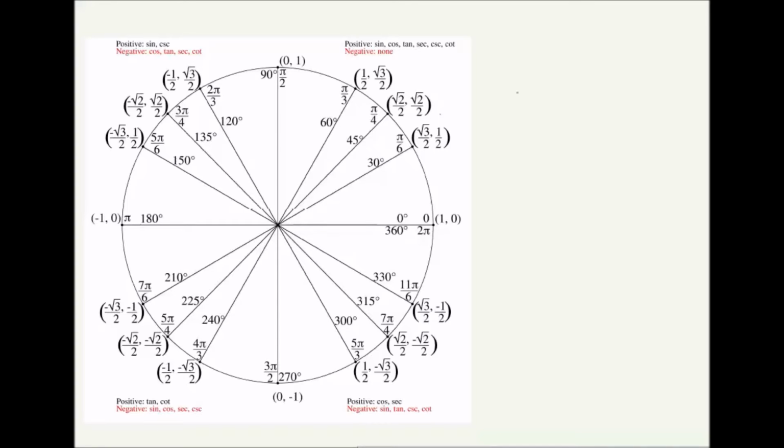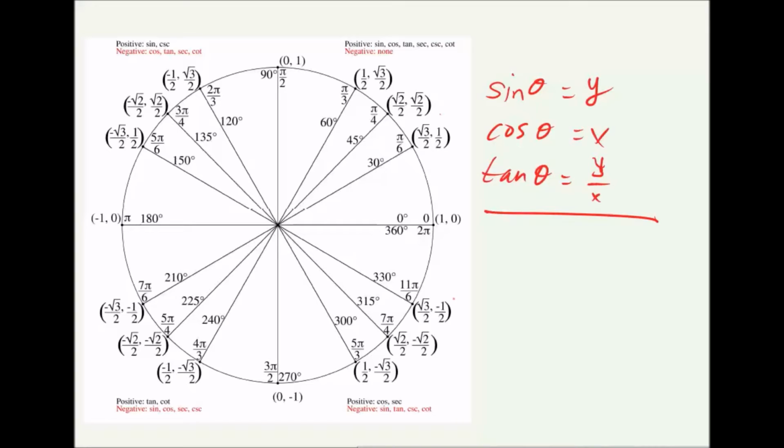Okay, in the last video we defined the unit circle so we could use it. We said to define the sine of an angle, that's the y-coordinate, cosine of an angle, that's the x-coordinate, and tangent of any angle, that's y divided by x. Quickly, let's just define the other three.